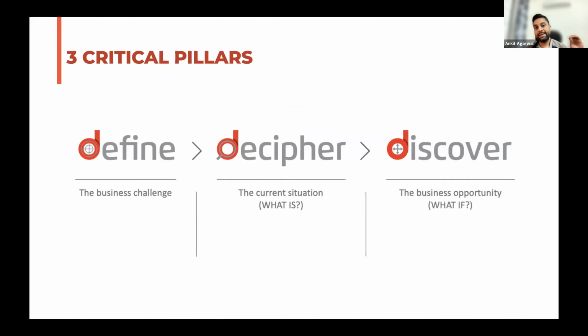The first one would be define. Define is a very, very important part of this entire philosophy, of this entire exercise. We, including me, all of us have this habit of taking this particular step very, very lightly. But this is the most crucial step. You'd have to define the business challenge.